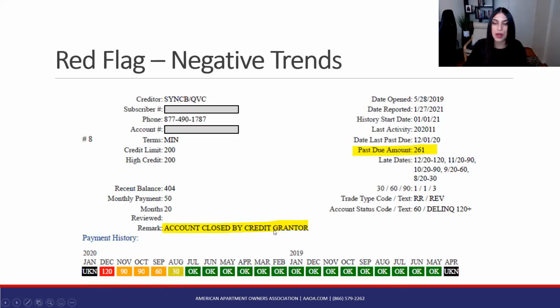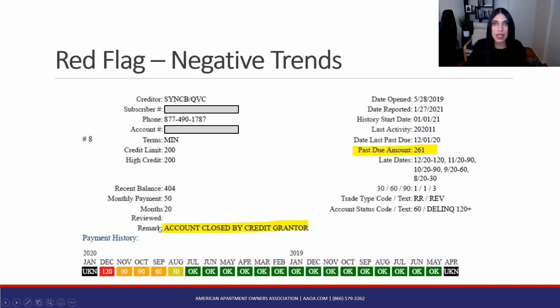The account was closed by the credit grantor. So what that means is at a certain point, the creditor is just going to stop letting them borrow more money. That just makes sense. That also can be an indicator of what has happened.